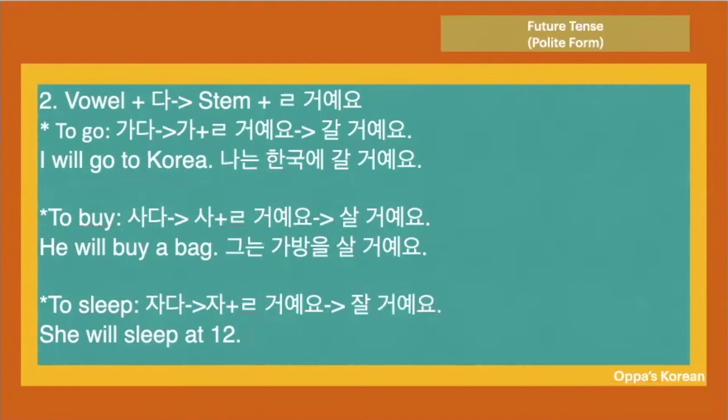In a sentence, she will sleep at 12. She is 그녀, and subject marker, 그녀는. At 12, 12 is 12, and at 12 is a time, so time marker, 12시에. Will sleep, 잘 거예요. So she will sleep at 12, 그녀는 12시에 잘 거예요.